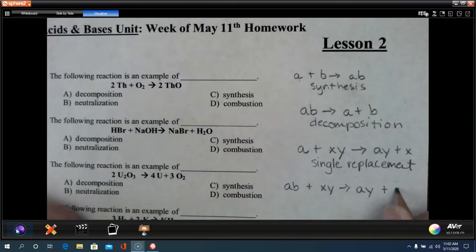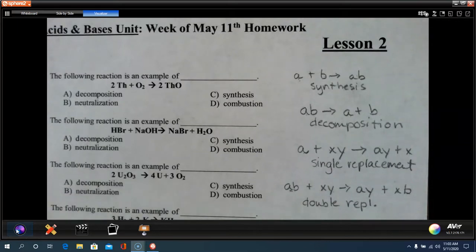We also have AB plus XY yields AY plus XB. What happens here? Well, you have two compounds and they switch partners. A will bond with Y to make AY. B will bond with X to make XB. This is a double replacement reaction. Remember that there's also the neutralization reaction, which is a double replacement reaction. Here you would have an acid and a base, and as products a salt and water, but it would look the same. It would still be two compounds switching partners.